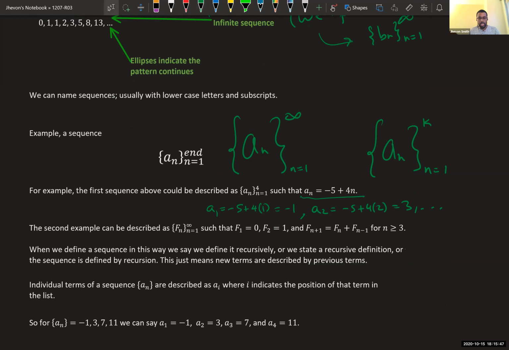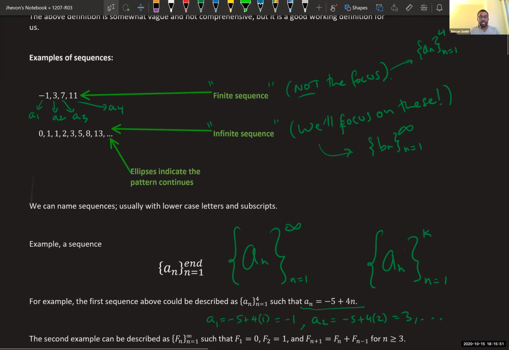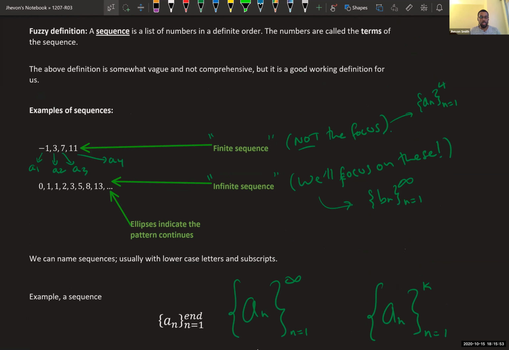The second one is this. Does anyone know what that second sequence is? 0, 1, 1, 2, 3, 5. The Fibonacci sequence. It's the Fibonacci sequence. Very famous sequence. A lot of people geek out on this sequence. You can have a whole lecture series on this sequence alone. It's all over the place. We won't get into it, but it's the Fibonacci sequence.